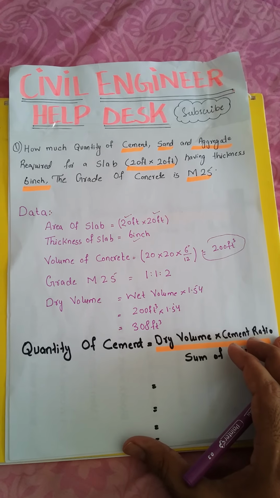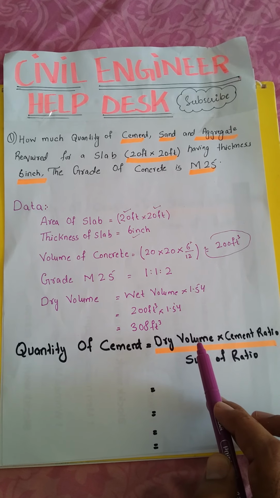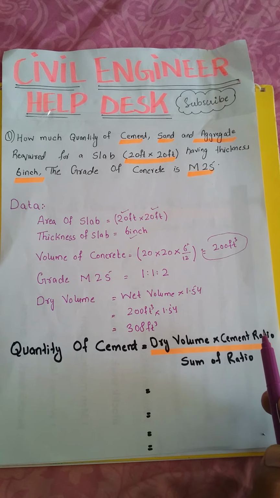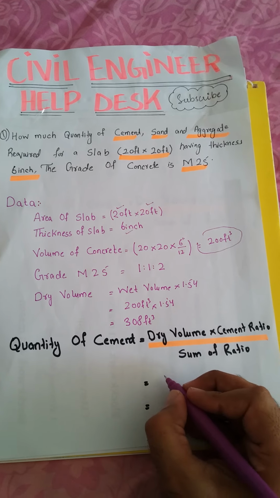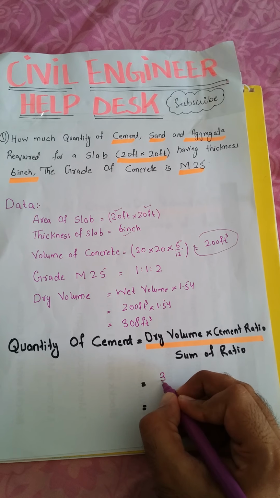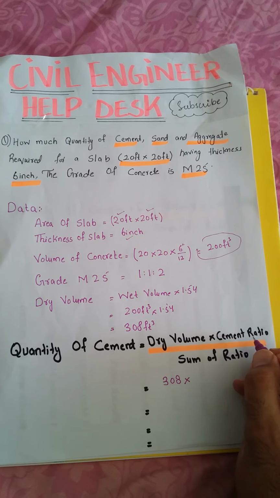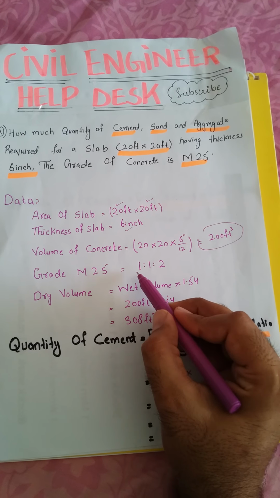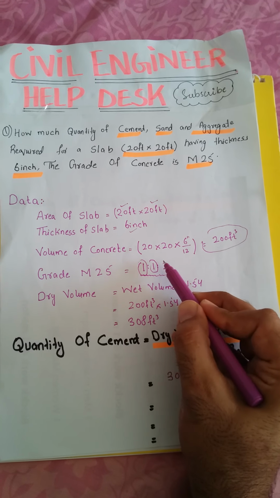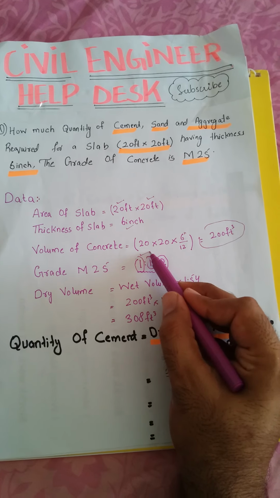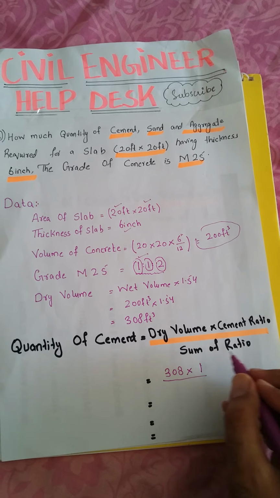Now comes the quantity of cement. Viewers, quantity of cement is equal to dry volume multiplied by cement ratio divided by sum of ratio. Now dry volume is 308, multiplied by cement ratio. We will get the cement ratio from the grade of concrete. This is cement ratio, this is sand ratio and this is aggregate or crush ratio. So cement ratio is 1, we put here, divided by sum of ratio.